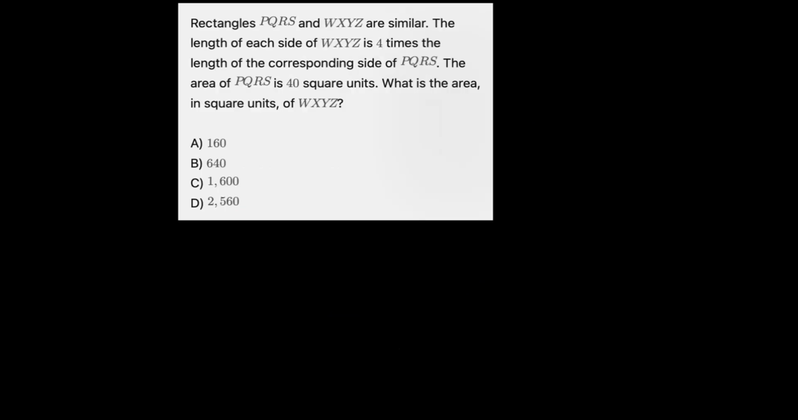So now in this next question, we're looking at the ratios between the sides and the areas. So once again, sides in a ratio of a to b, areas in a ratio of a squared to b squared. So here we have the length of each side of WXYZ is 4 times the length of the sides of PQRS. So let's write that.